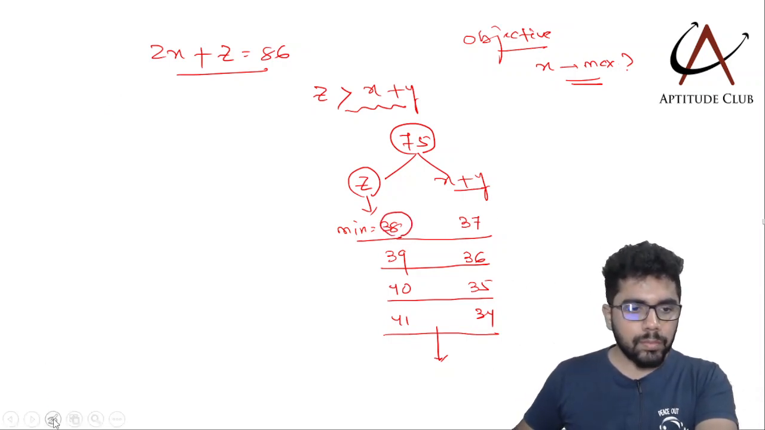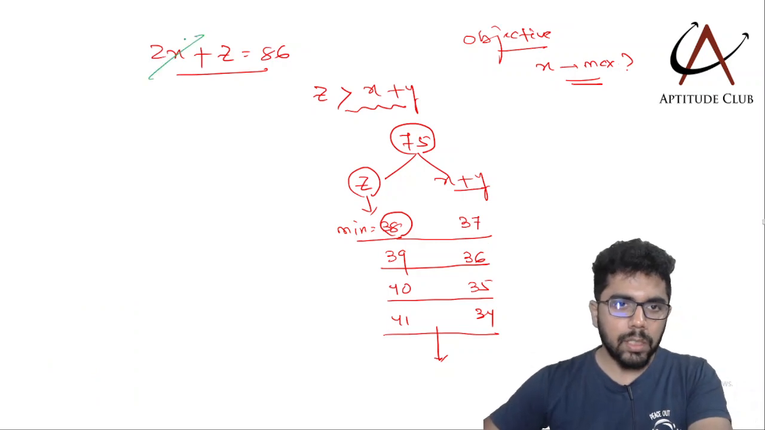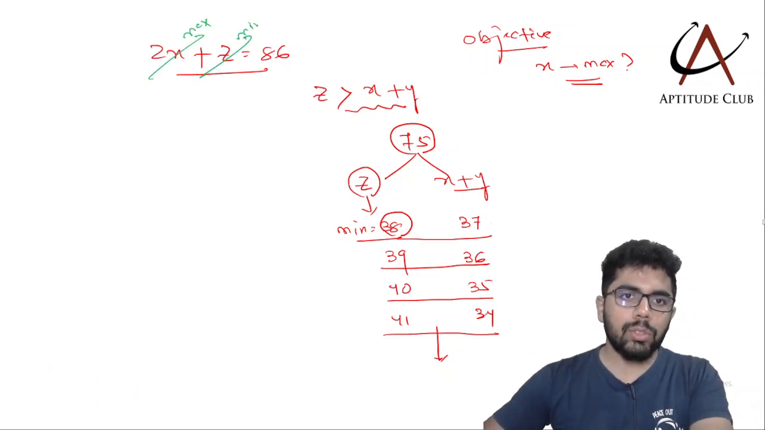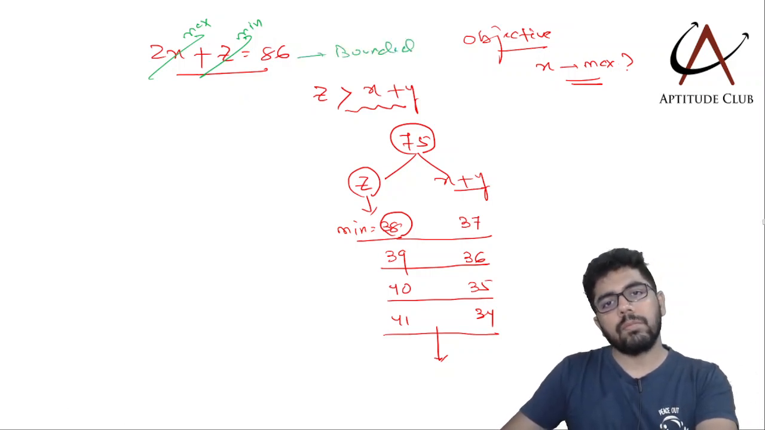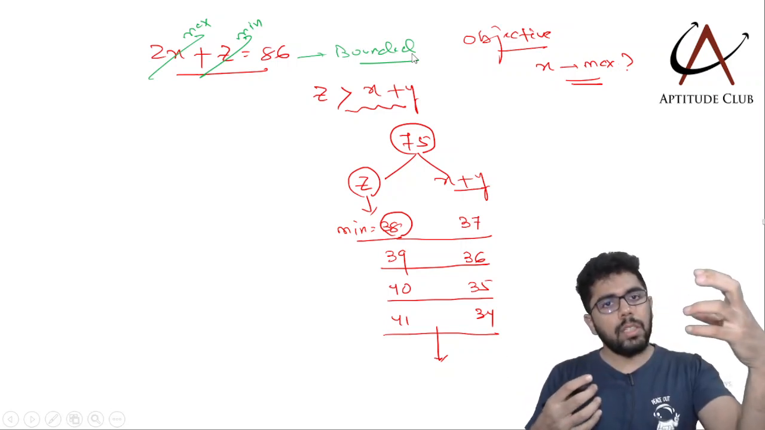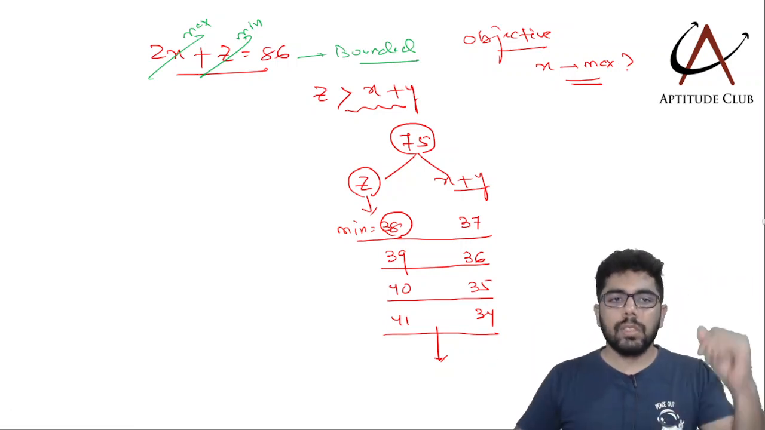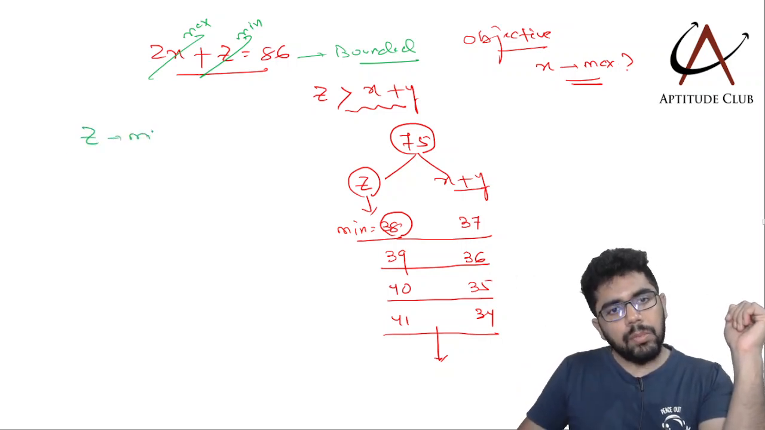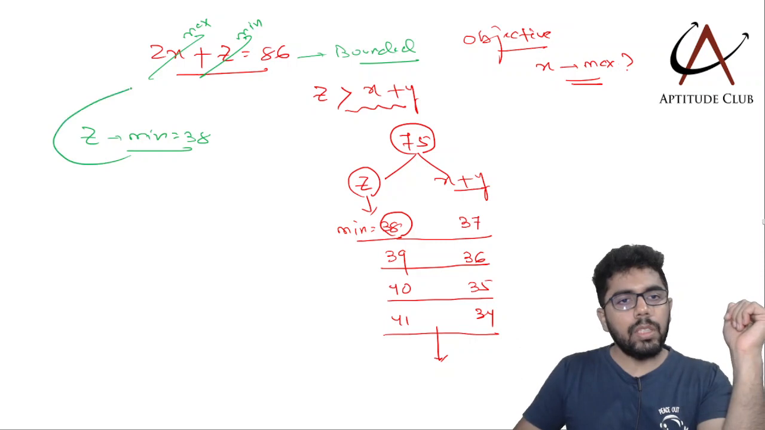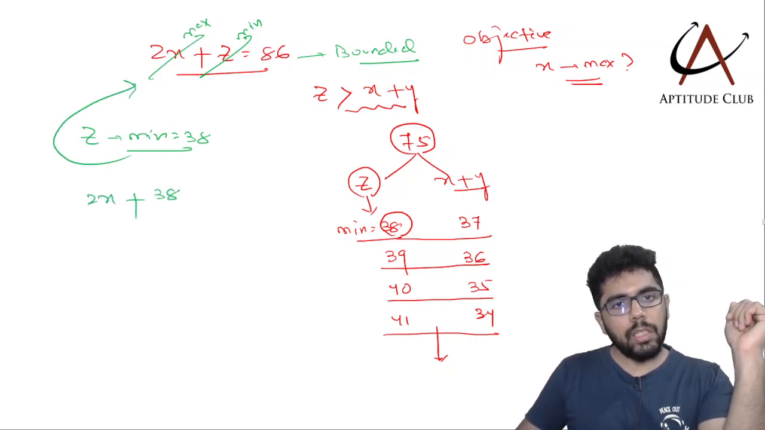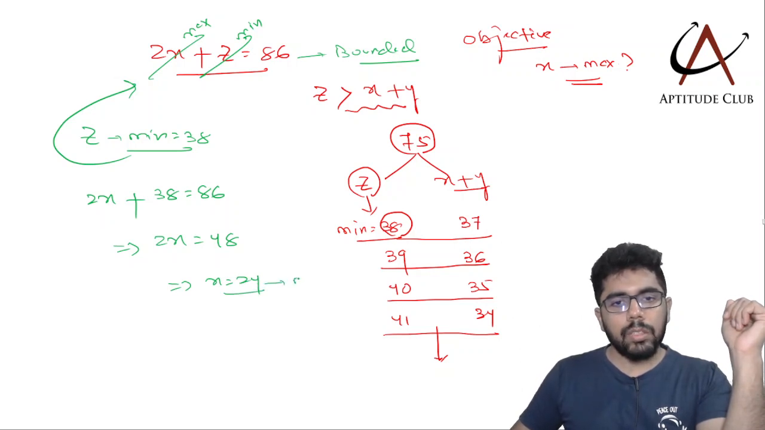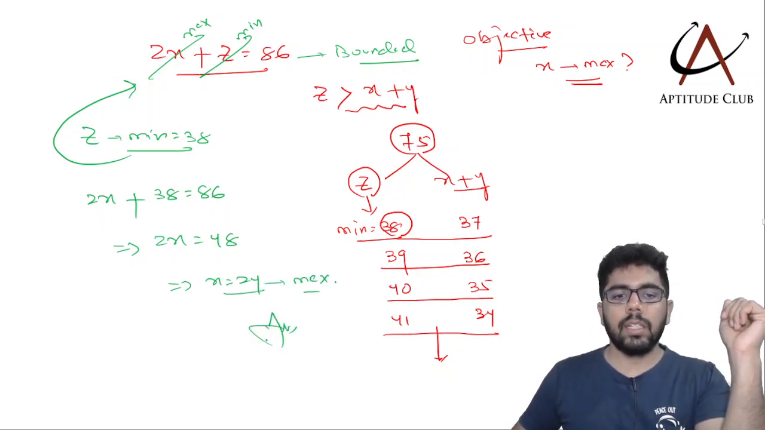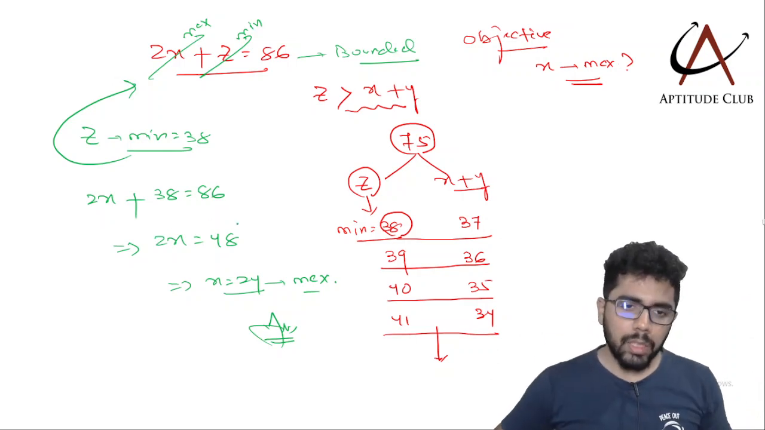In this equation, if I want to maximize X, Z has to be minimized, because this is a bounded equation. The sum is constant, so if I maximize the X component, the Z component has to be minimized, and vice versa. So Z minimum is 38, and if I put it in the equation, 2X plus 38 is equal to 86. So 2X is equal to 48 and X is equal to 24. This is the maximum possible value, and that is our answer. Maximum correct attempts can be 24.